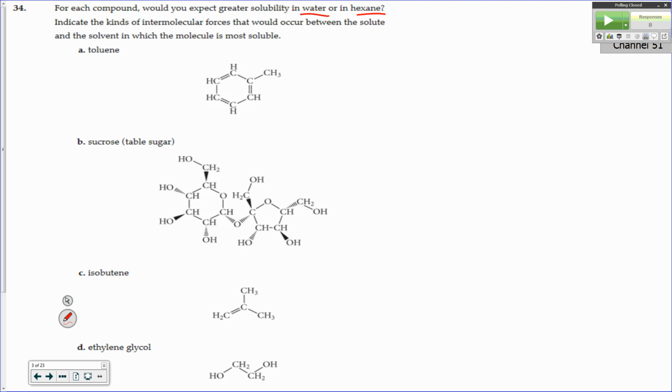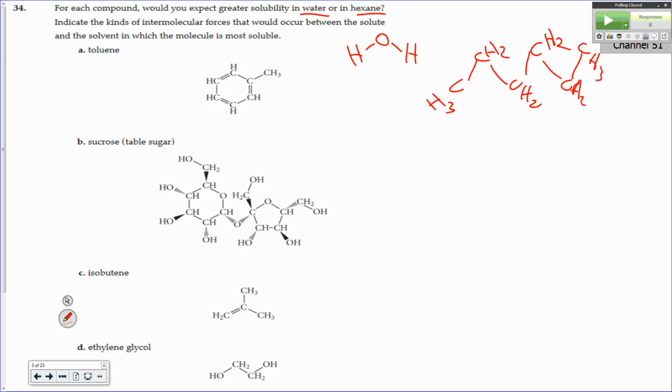And I'm looking for what does water have versus what does hexane have? Water has the OH bonds. It can hydrogen bond. Hexane is 6 carbons in a row, surrounded by the hydrogens. So CH3, CH2, CH2, CH2, CH2, CH3. So it's only dispersion forces. So when I look at the types of interactions that occur, which one is going to be most fitting? If I look at this one, there are no polar bonds associated with it. There's nothing that can H bond. This is going to be something that's more soluble in hexane.